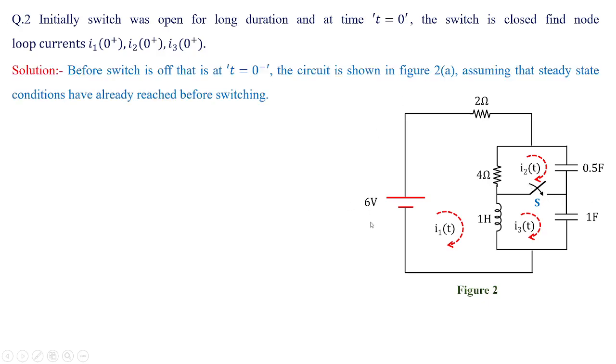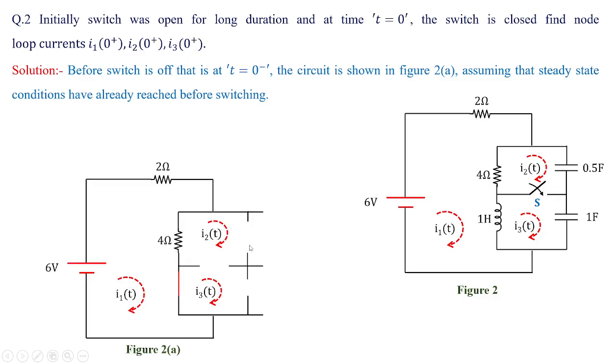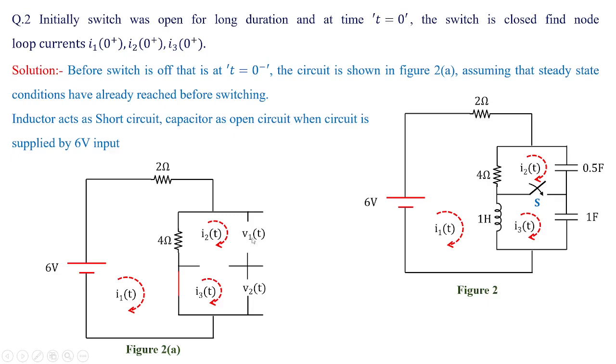When the switch was open, the 6 volts is connected to the inductor as well as the capacitor. After charging, the inductor behaves as a short circuit, whereas the capacitor behaves as an open circuit. So with this I'm going to get the open circuit voltage conditions of V1 and V2, which are across the 0.5 and 1 farad capacitor values. The switch was open, that is why this is open, and the directions of I2, I3 and I1, which are shown in clockwise directions, are taken as it is.